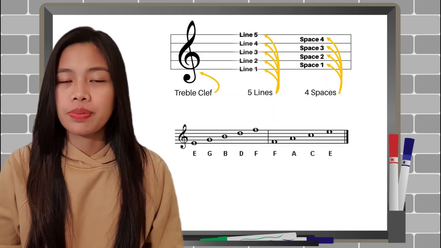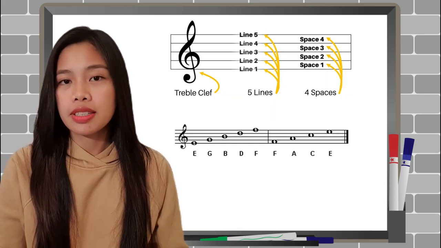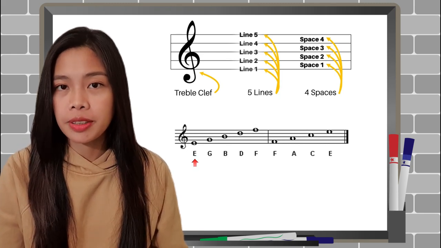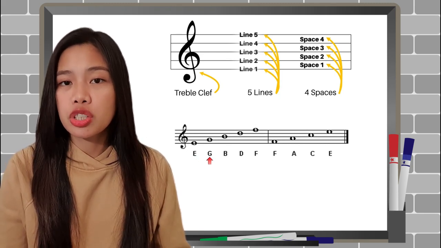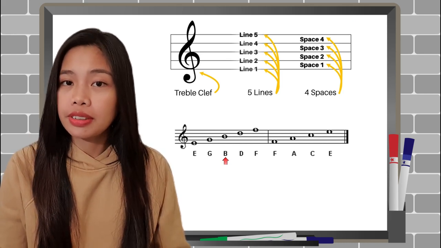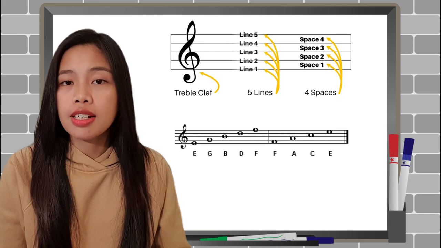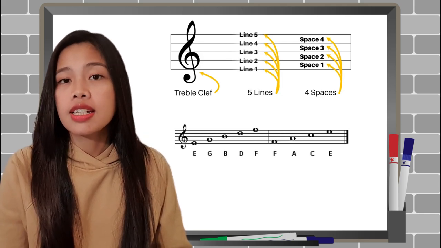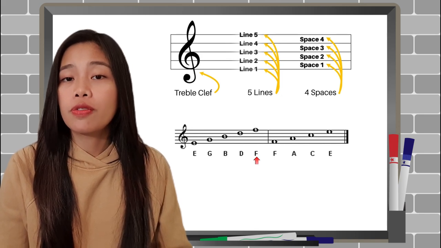Look at the picture. The first line of the music staff on the bottom part is the E or Mi. The second line is the G or Sol. The third line is the B or Ti. The fourth line is the high D or Re. And the fifth line is the high F or Fa.